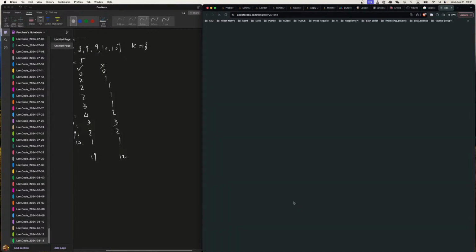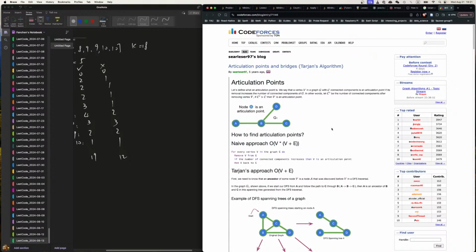Articulation. Okay, let's try this one. Articulation points and bridges. Let's define what an articulation point is. We say that a vertex V in a graph G with C connected components is an articulation point if its removal increases the number of connected components of G. In other words, let C prime be the number of connected components after removing vertex V. If C prime is larger than C, then V is an articulation point. Okay, yeah.